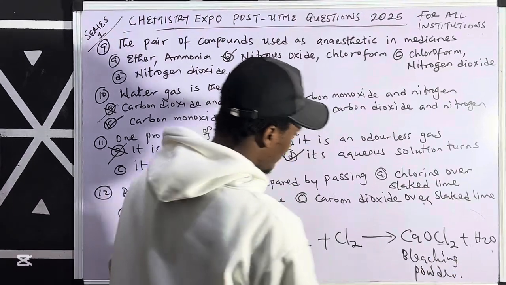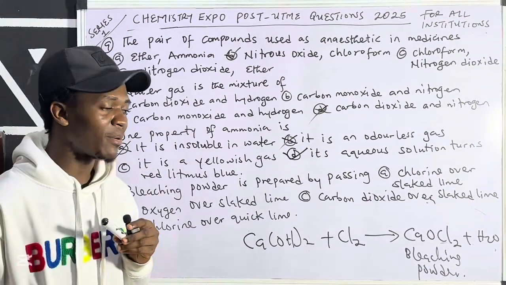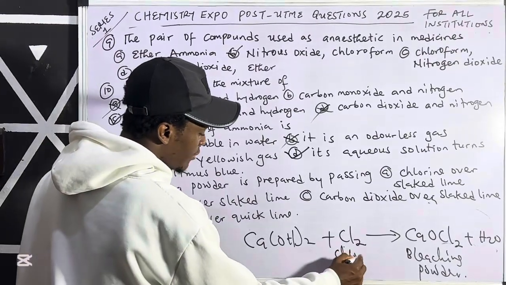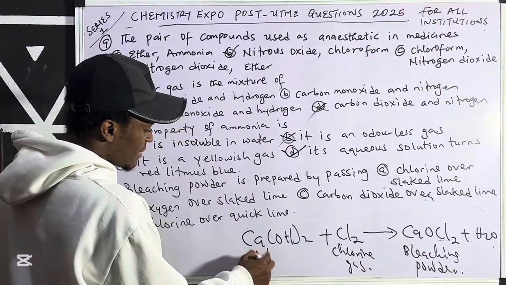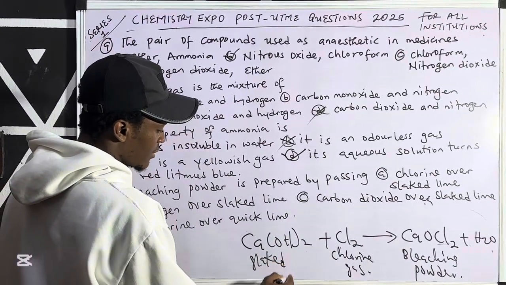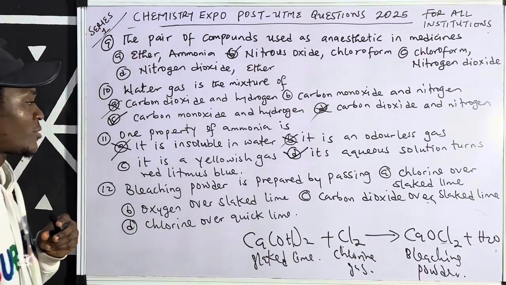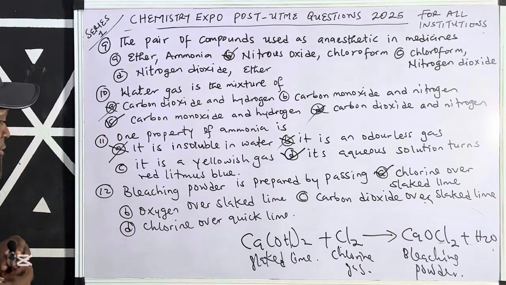Alright. So looking at this, we have obtained our bleaching powder by simply reacting what? Chlorine. We passed chlorine gas through what? Through slaked lime, because this compound is also known as slaked lime, and then we are able to obtain that. So the correct option to this question is option A. So let's see the next question.